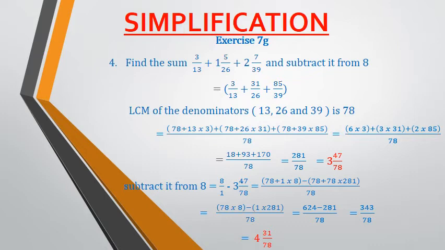So when we subtract it from 8, we will write 8 as 8 upon 1, means the denominator is 1. So 8 upon 1 minus 3 47 by 78. And children, as we know that 3 47 by 78 is a mixed fraction, so we will again change it into an improper fraction, which we already know is 281 upon 78. So let us subtract these two fractions, and what do we get?